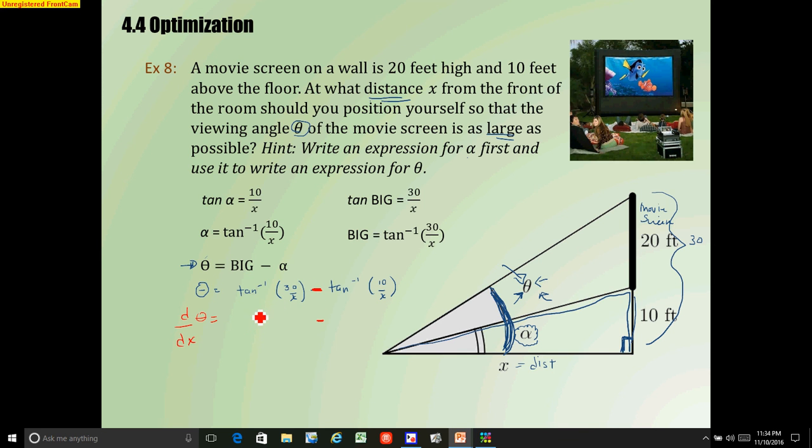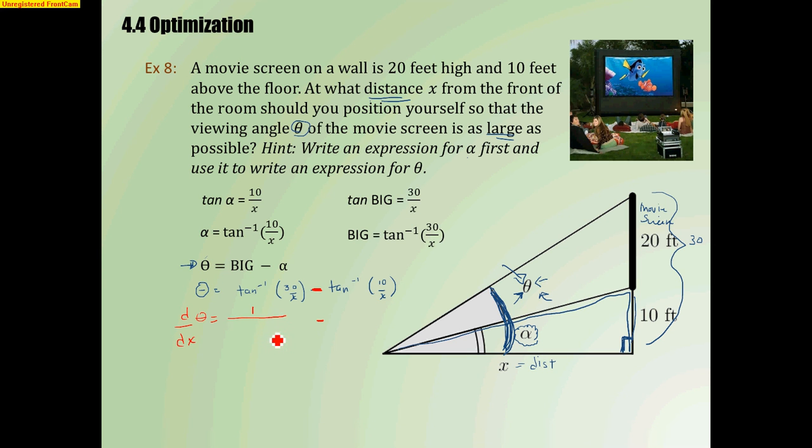Inverse tangent, right? What's the derivative of inverse tangent? It is a fraction. 1 over any radicals? I think not. 1 plus the stuff squared. That's right. Don't forget the chain rule. Times the derivative of the stuff. That's 30x to the negative 1. So the derivative is negative 30 over x squared.